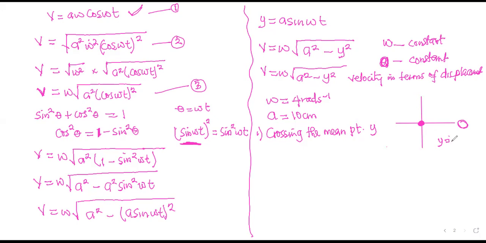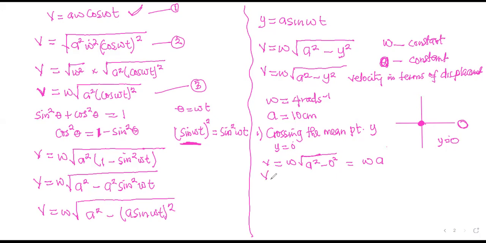It is 0. When the body is just at the mean point, it has no displacement. Its position with respect to the mean point O is the same, so there is no displacement. Because at the mean point y is equal to 0, when you put y equal to 0 into the equation, you have v is equal to omega times the square root of a squared minus 0 squared. And 0 squared, the value is the same. So you have omega times a.